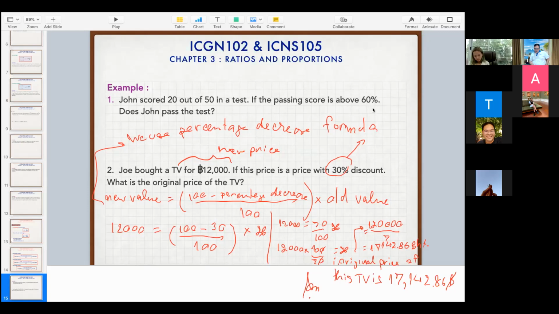But for Max, he showed us his work in this one. Okay, Max, I have to show you your work นะครับ. What Max did was use this formula, 12,000 over 70 times 100 นะครับ, and he got 17,143.